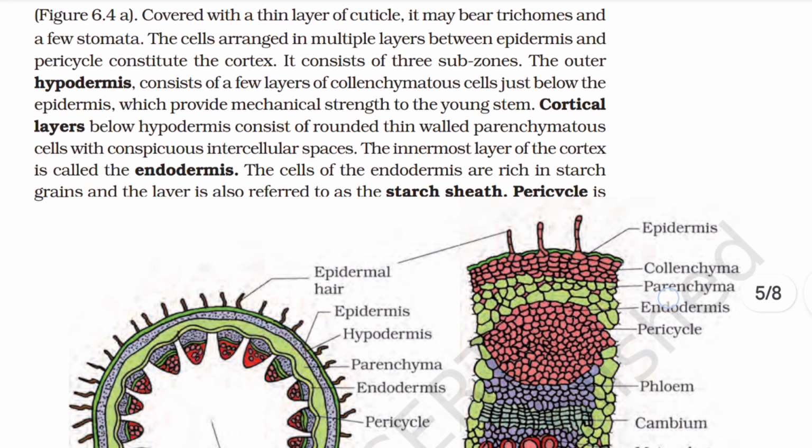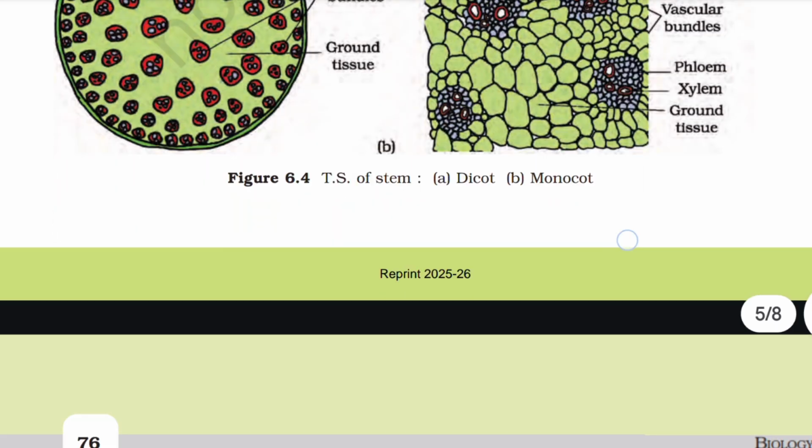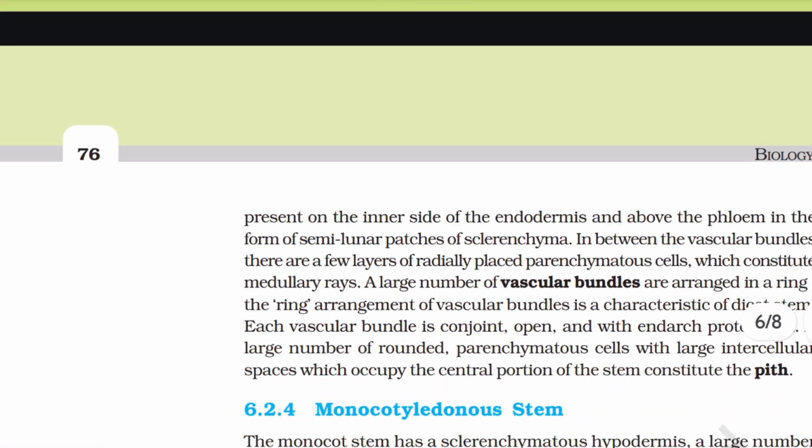Cortical layers below the hypodermis consist of rounded, thin-walled parenchymatous cells with conspicuous intercellular spaces. The innermost layer of the cortex is called the endodermis. The cells of the endodermis are rich in starch grains, and the layer is also referred to as starch sheath. Pericycle is present on the inner side of the endodermis and above the phloem in the form of semilunar patches of sclerenchyma. In between the vascular bundles, there are a few layers of radially placed parenchymatous cells which constitute medullary rays.